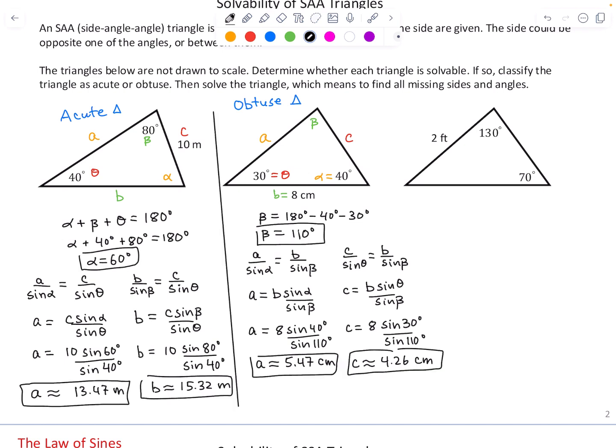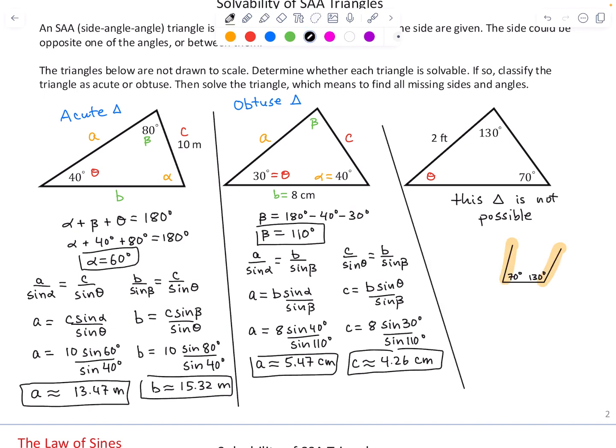And let's take a look now at our third. Let's call this missing angle theta, but notice what the other two angles already add to. They add to 200 degrees, but the sum of the interior angles must be equal to 180 degrees, and so we have an impossibility here. Now, in our drawing, we did draw a triangle, but in reality, if one angle is 70 degrees and the other is 130 degrees, then it will not be possible for these two sides to meet up.